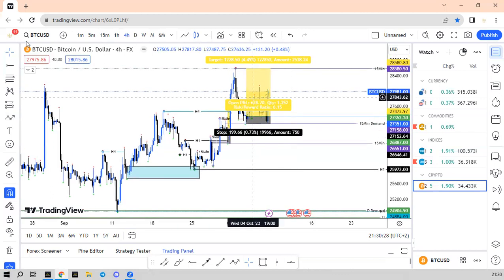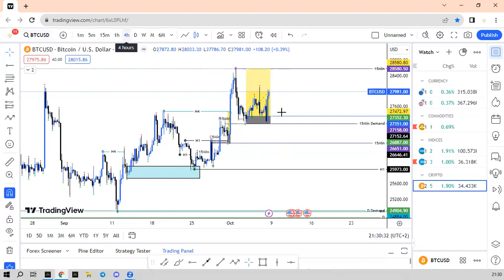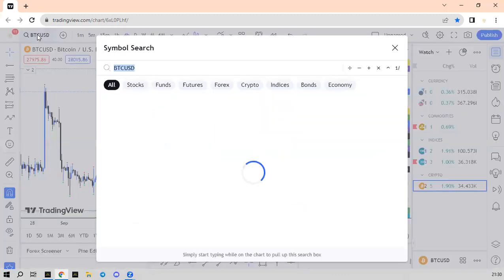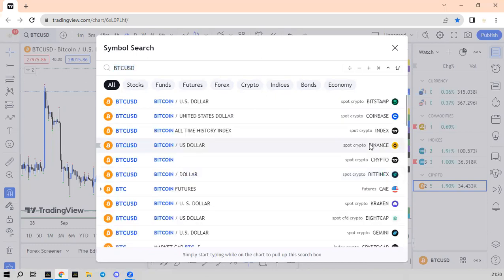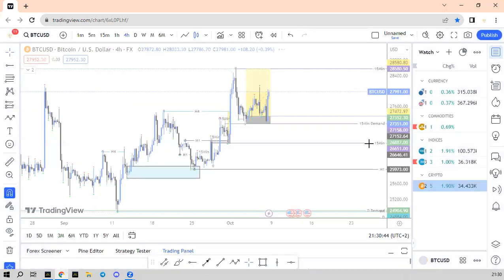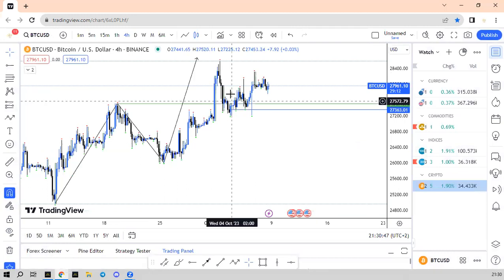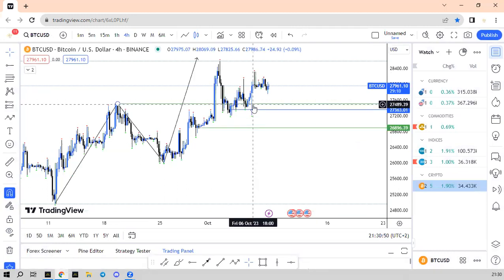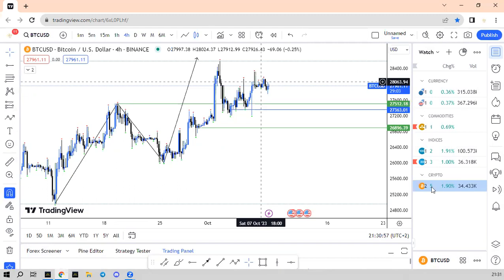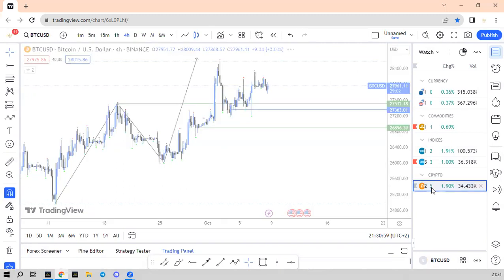If you can check, this is Bitcoin H4, and this is XM. If we go to Binance, you'll find that they are different. You see, remember here, this is a bearish 4-hour candle that came all the way here, then we went up. But here it's just a spike. So just be aware of those things.